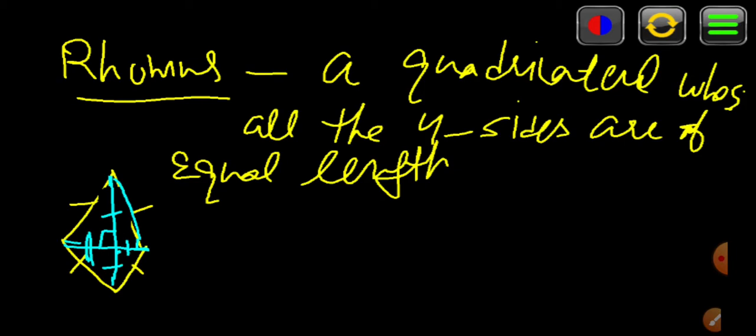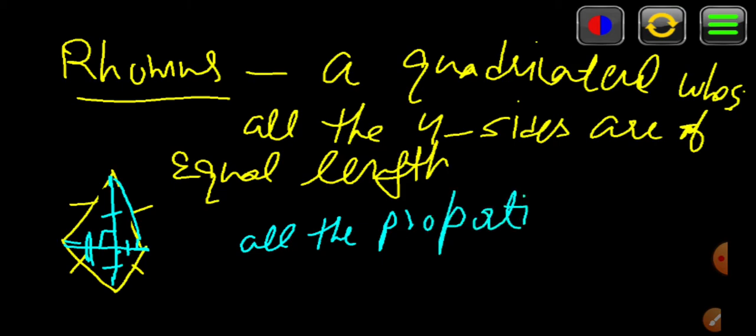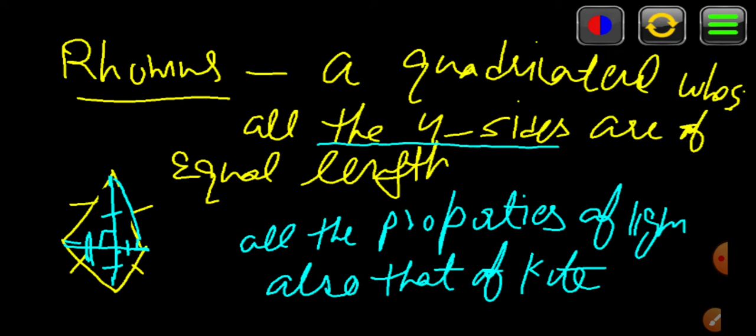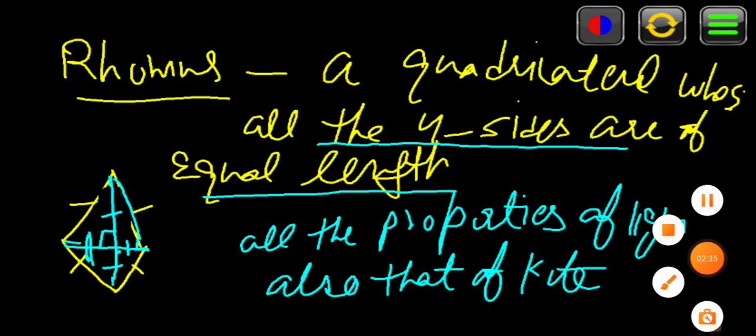Clear? And also you have to remember that rhombus has all the properties of a parallelogram and also that of kite. So, a quadrilateral where all the four sides are equal is called a rhombus, and also the diagonals of a rhombus are perpendicular bisector of each other. It has all the properties of a parallelogram and also that of kite.